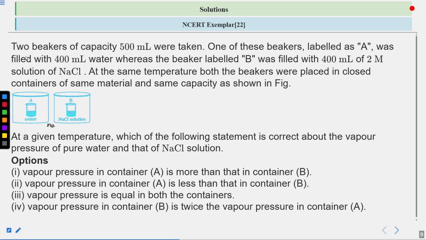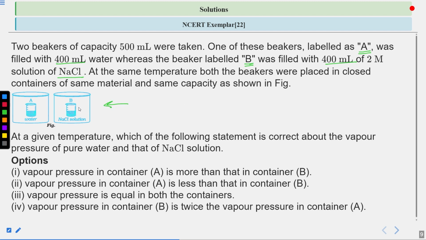Here, the question asks that 2 beakers of the capacity 500 ml were taken. One of these beakers, labeled as A, was filled with 400 milliliter of water, whereas the beaker labeled B was filled with 400 milliliter of 2 molar solution of sodium chloride. At the same temperature, both the beakers were placed in the closed container of same material and same capacity, as shown in the figure. You can see.